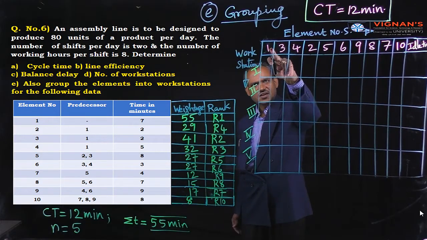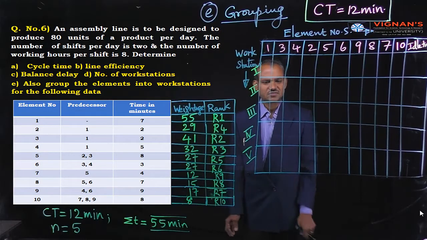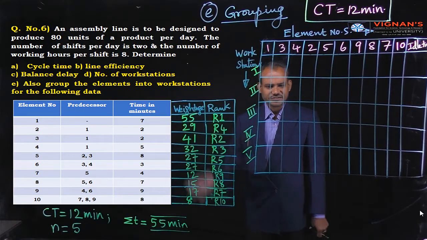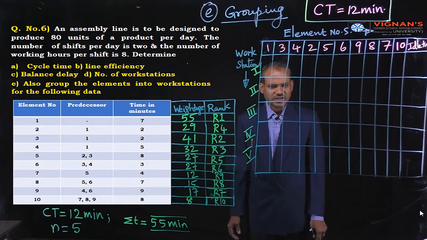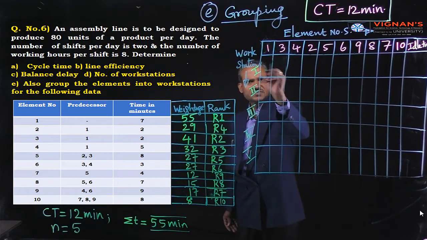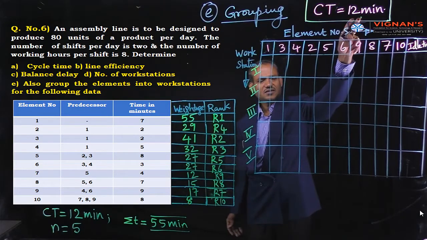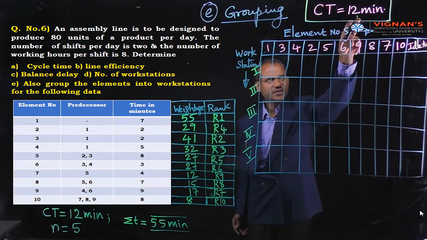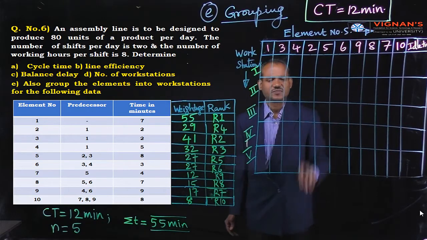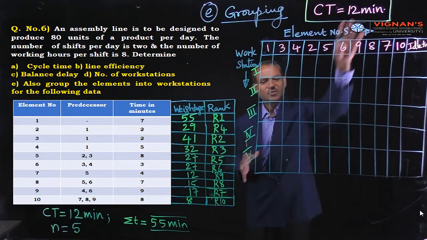What is the time of element number 1? Observe from the given data. For element number 1, time is 7. Okay? Observe this 7. This 7 minutes is less than cycle time. What is the value of cycle time? 12 minutes. But this 7 is less than 12 minutes.